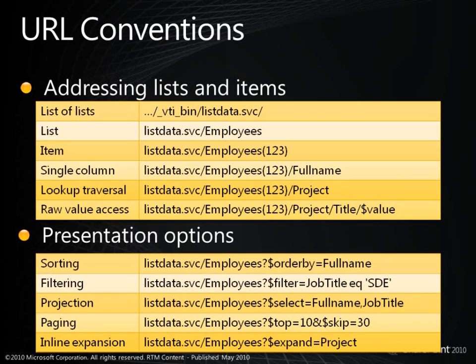This slide demonstrates the different URL conventions which the REST interface supports. We can use different kinds of URL conventions to access information at different levels of the list data. We can request all lists, a single list, a single item, or even a single column of a particular item. For presentation purposes, there are also multiple different conventions available. We can sort and filter the results shown or use projection to view only specific columns of data. There are also other conventions available, like paging the list information.